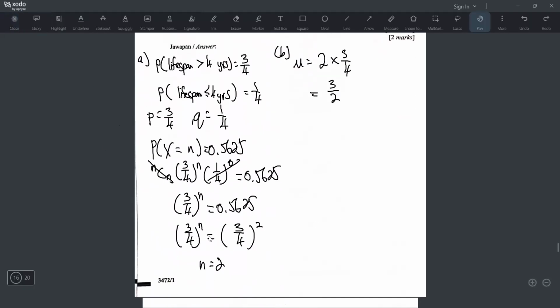Okay, because you get your n is 2 just now, right? So this is quite easy. So that is your answer. Okay, sudah siap.